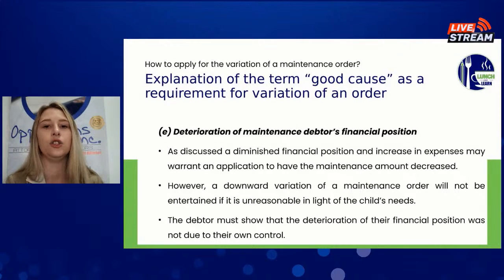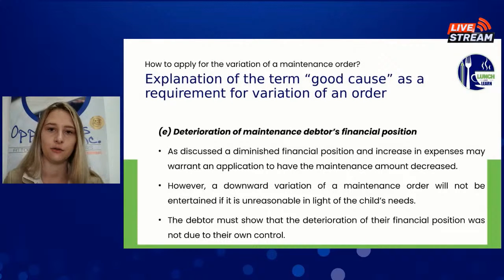Whereas something like losing your job, or for example, you end up in hospital, and this now means that you are unemployed for the time that you are in hospital. That is not within your control. You did not control that circumstance, and this has now caused your financial position to be diminished. That will warrant an application for variation to decrease the maintenance amount, because this was not due to your own control. And also always remember that the child's reasonable needs become very important here.